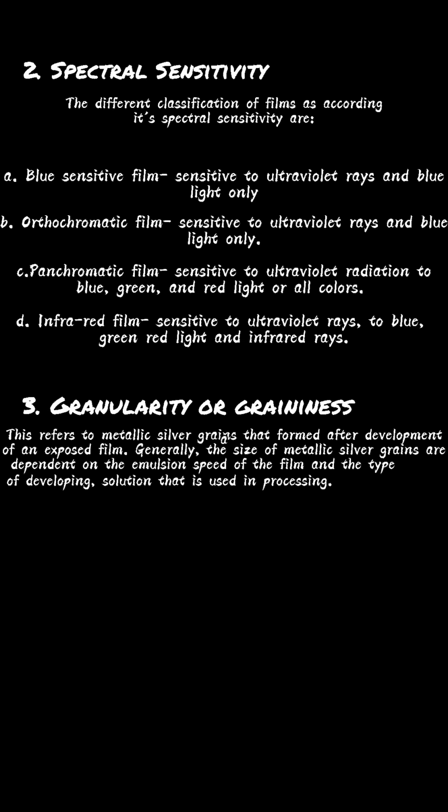Number 3. Granularity or graininess. This refers to the size of the metallic silver grains that are formed after development of an exposed film. Generally, the size of metallic silver grains depends on the emulsion speed of the film and the type of developing solution that is used in processing.